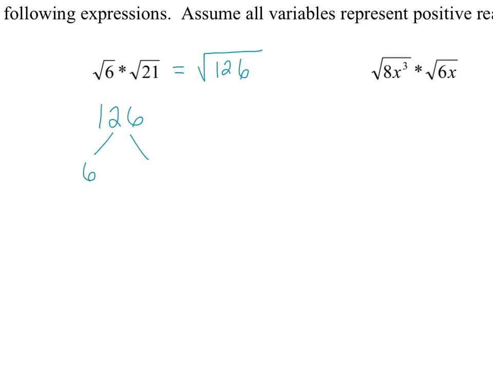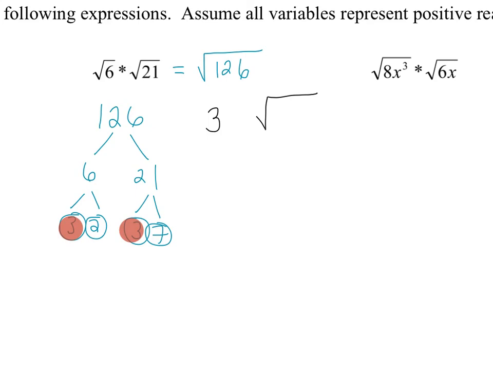Well, I can make it really easy, knowing that 6 and 21. This is 3 and 2, which are prime. And this is 3 and 7, which are prime. So the only group that matches of 2 is there are 2 3s. So the 2 3s would come out to be 1 3 on the outside of the root. Any group comes outside, and anything that's left stays on the inside. So the 2 and 7 multiplied together would stay on the inside. So this is 3 radical 14.